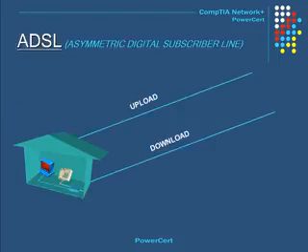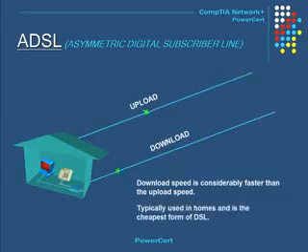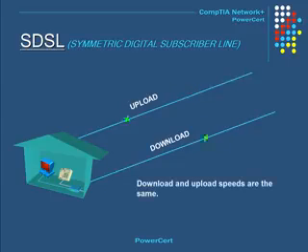There are a few different forms of DSL, and one is called ADSL, which stands for Asymmetric Digital Subscriber Line. And this is called asymmetric because the download speed is considerably faster than the upload speed. This type of DSL is typically used in homes and is the cheapest form of DSL. SDSL stands for Symmetric Digital Subscriber Line, and as the name implies, the download and upload speeds are the same. This type is typically used in businesses.